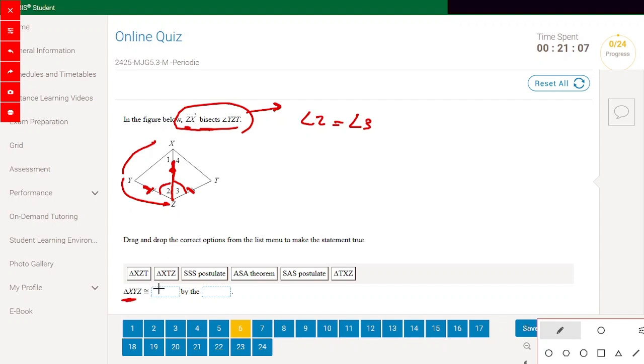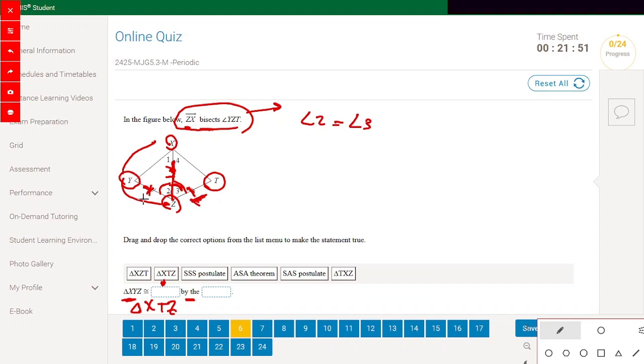So here it will be equal with XTZ, because angle X and angle Z are the same, they are congruent here, and also here they will be congruent. And this side is equal to this side, so this angle will be congruent to this angle. Angle Y will be congruent to angle T. Okay, now by which method are they congruent? It is side angle side.